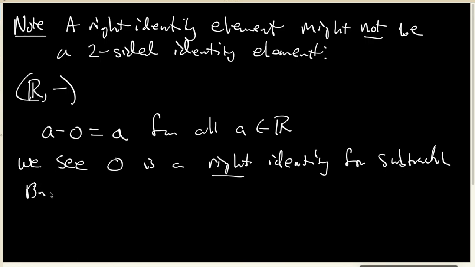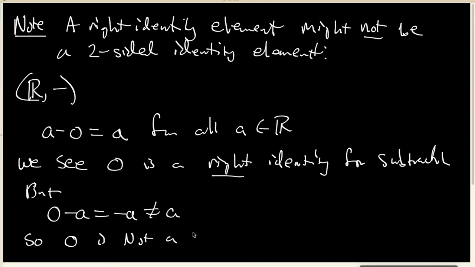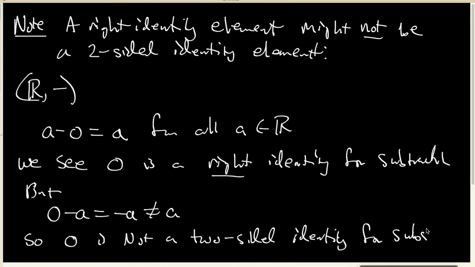But if I turn this around and look at 0 minus a, that's equal to minus a, which in general is not equal to a. And as a consequence, 0 is not a two-sided identity for subtraction. So it's important to realize that some operations will only have a right identity instead of a two-sided identity. Division would be another one of these kinds of operations.